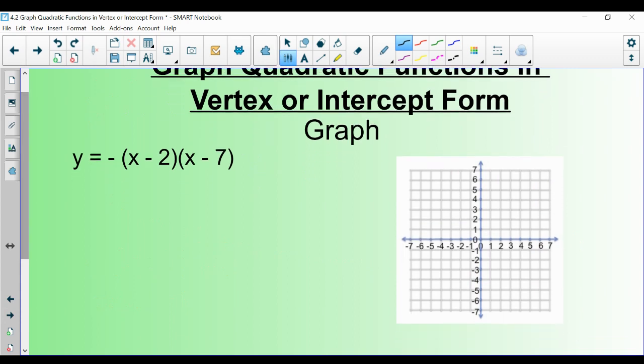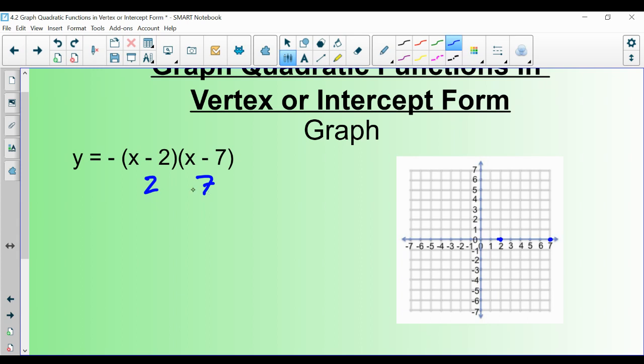Let's look at one more example of this. This would be a great time to pause this video, try it, and then correct it with me, see how you do. So the first thing that you do is you look at the parentheses and you say what makes them each 0, and that would be 2 and 7. So we have this point 2 and 7. Those are the dots for 2 and 7.